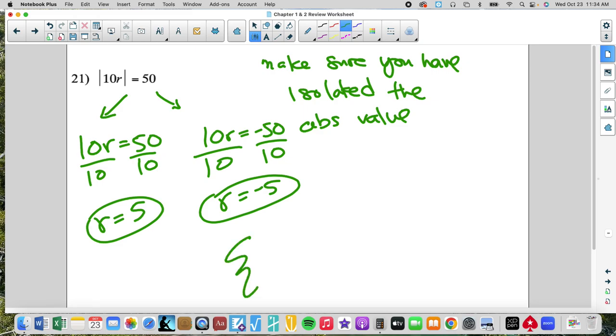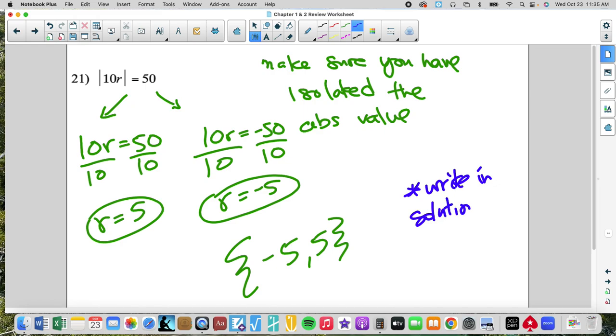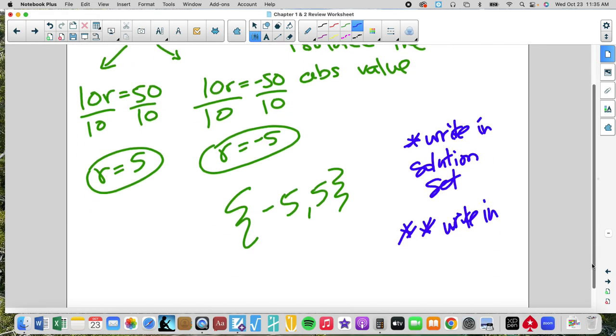So I have to write it in a solution set, and I have to write it in numerical order. Write in a solution set, and also write in numerical order.